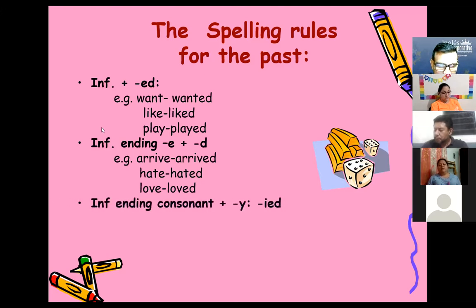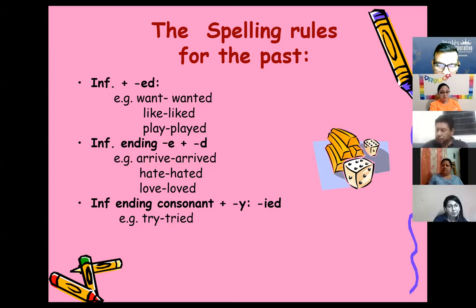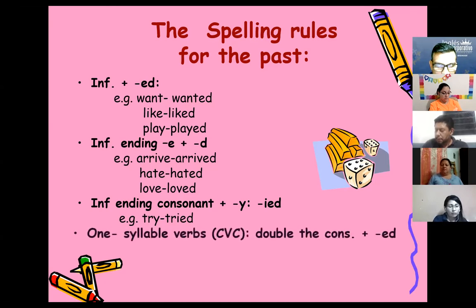Ok, ¿qué pasa si el verbo termina en Y? Si el verbo termina en Y, pero antes de la Y hay una consonante, vamos a eliminar la Y y vamos a colocar la I latina más ed. Por ejemplo, tenemos try. Antes de la última letra, que es Y, tenemos una R. Entonces, esa es una consonante. Por lo tanto, vamos a eliminar la Y y vamos a agregar una I latina más ed. Vamos a decir tried. Try, tried.